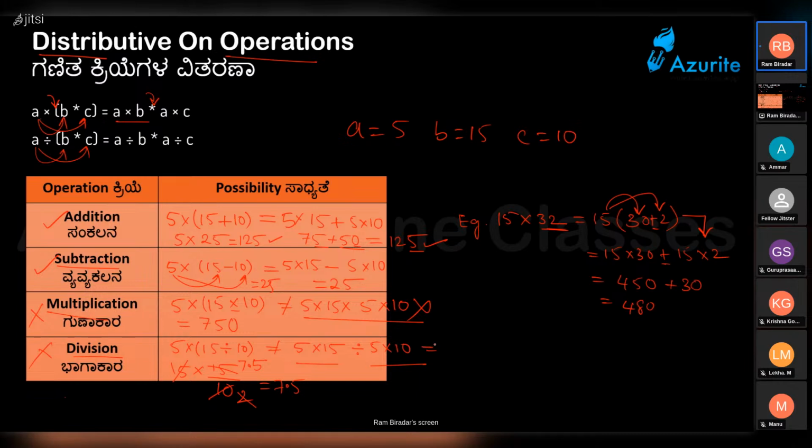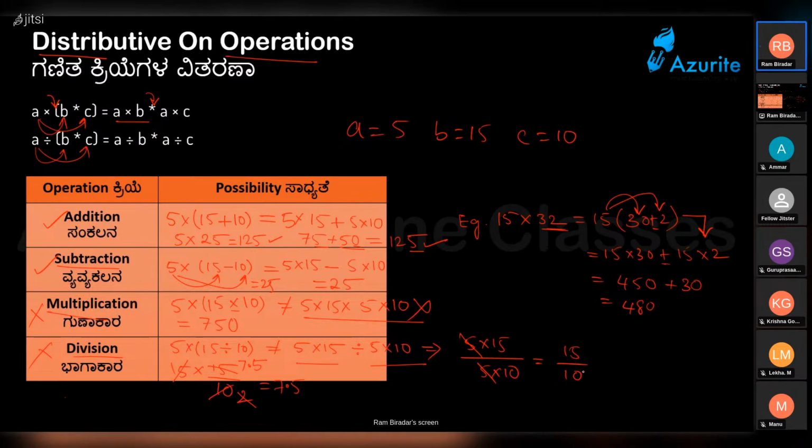So I will do this one. 5 into 15 divided by 5 into 10, right? So 5 cancels here. 15 divided by 10 will be remaining. So here what we have got, 5 into 15 divided by 10. But here 15 divided by 10. So 5 is missing. So it will be a very different answer.